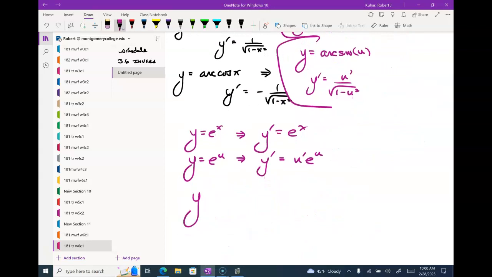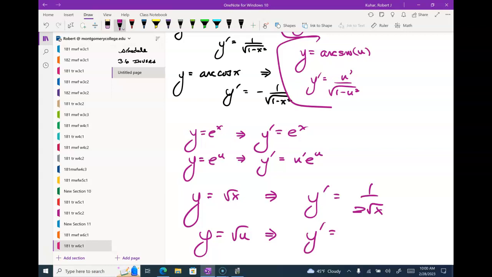We used to have memorized y equals square root of x gives me what? Y prime is 1 over 2 square roots of x. But now we want to think of square root of u, right? And what is now y prime? We're still 1 over 2 square roots of u, but times u prime, right? Derivative of the inside. We have to be thinking of that every single time we take a derivative.